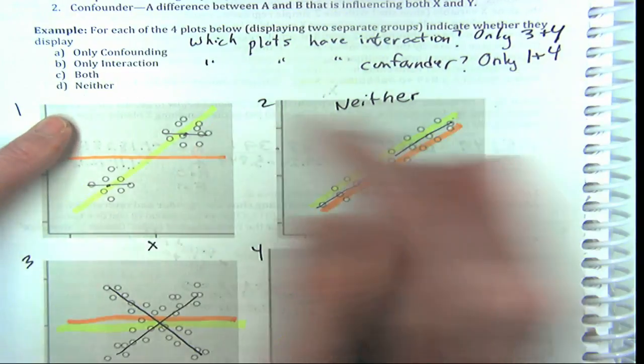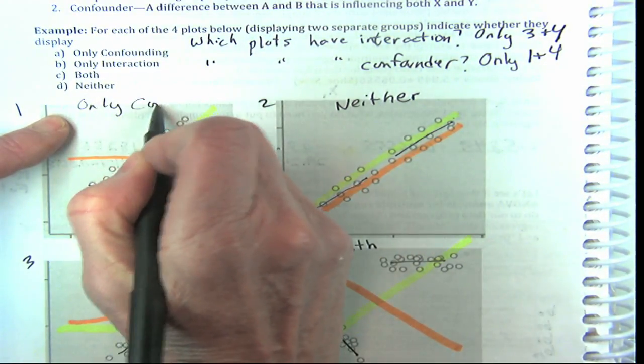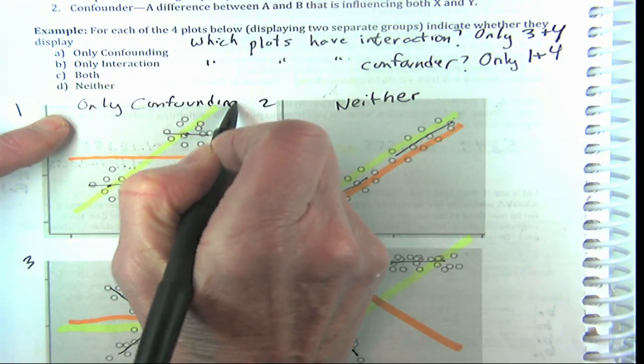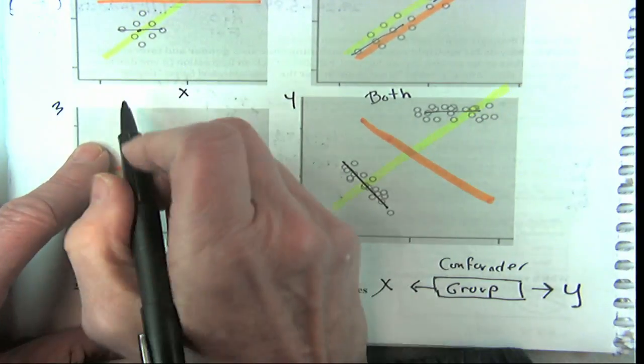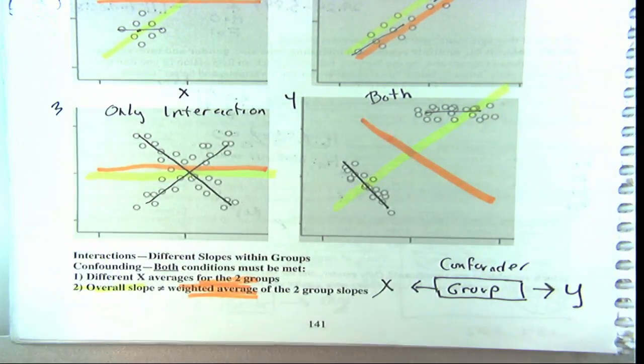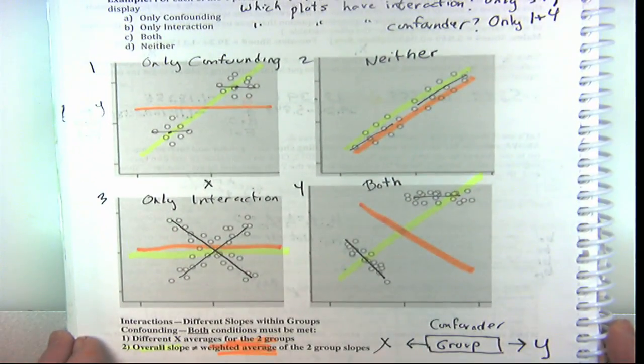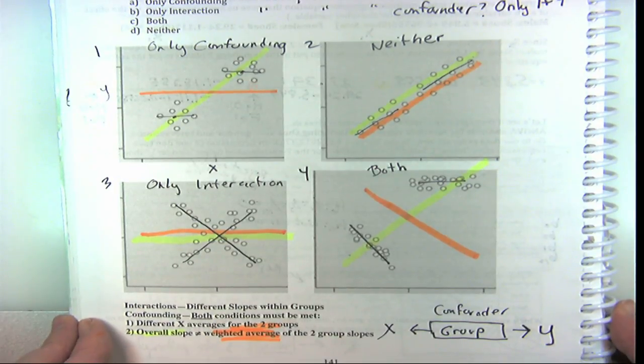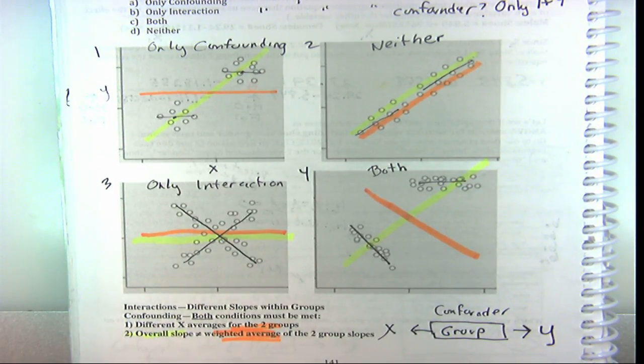And 1 is only confounding. And 3, right here, is only an interaction. Let me go wide on this. Sorry, I'm trying to fit everything in here. That was a very difficult question, I think, but I don't know if it helps clarify anything or not. I think you have to see this a bunch of different times. Any questions on it? Okay, and let's move to the next.